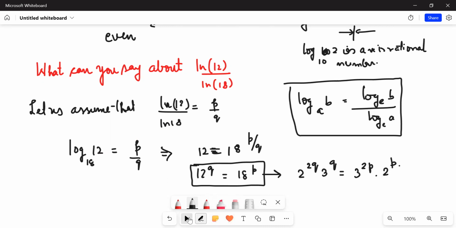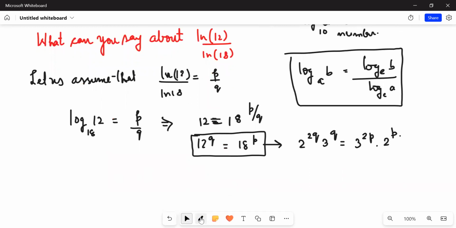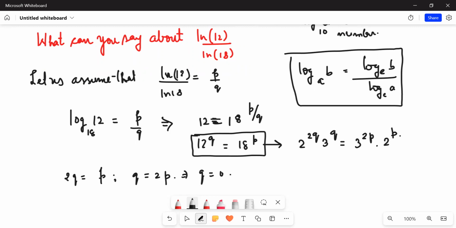Now from this, it is very much clear that since the prime factorization is unique, we can compare the powers of 2. So I can write that 2q must be equal to p. And it implies that q must be equal to 2p. So if you solve them, if 2q is equal to p, then I can write here instead of p, 2q. So this will dictate that q must be 0. And if q is 0, then p must be 0. The solution from these two equations will come out as 0, 0.